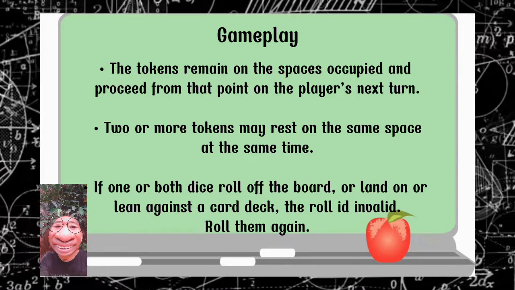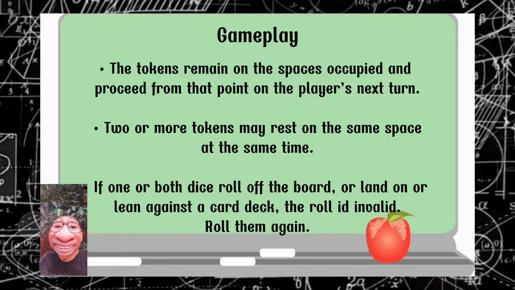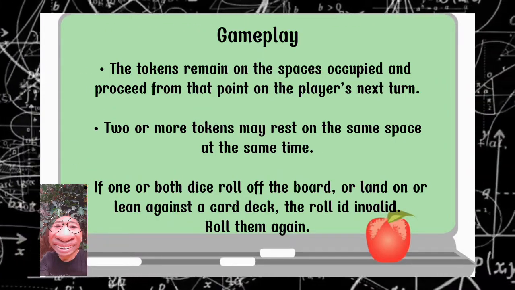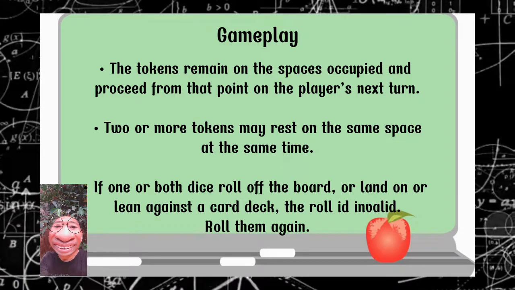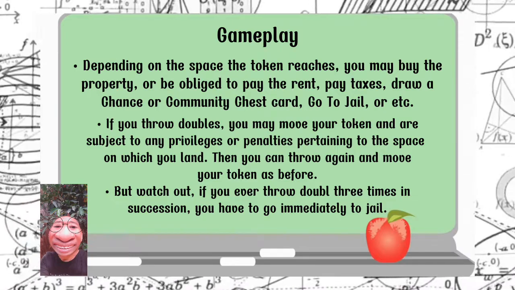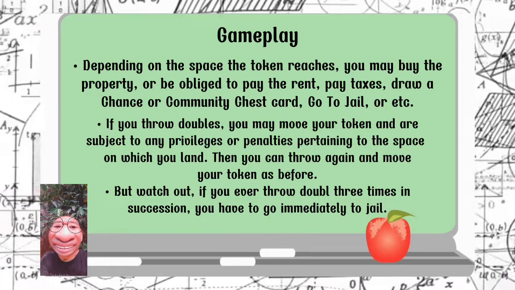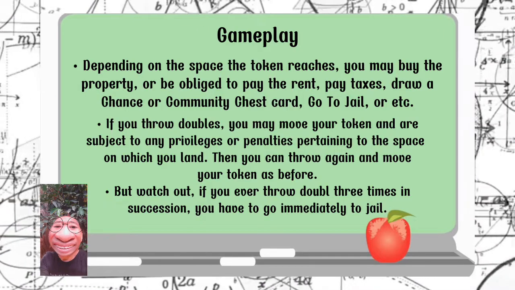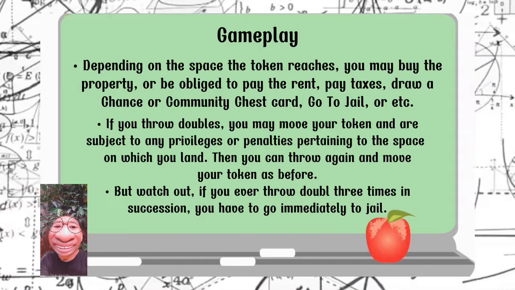Two or more tokens may rest on the same space at the same time. If one or both dice roll off the board or land on or lean against a card deck, the roll is invalid. Roll them again. Depending on the space the token reaches, you may buy the property or be obliged to pay rent, pay taxes, draw a Chance or Community Chest card, go to jail, etc.